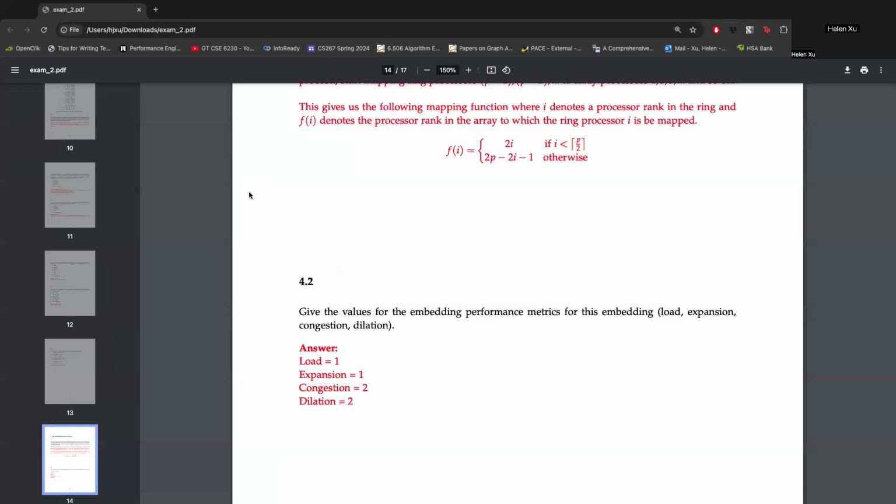So this has the same number of vertices as that, so the load is 1. And the expansion is in the other direction, which is sometimes the destination may have more vertices than the source, but here again it's only 1, so same. So load and expansion are both 1. And then congestion and dilation.